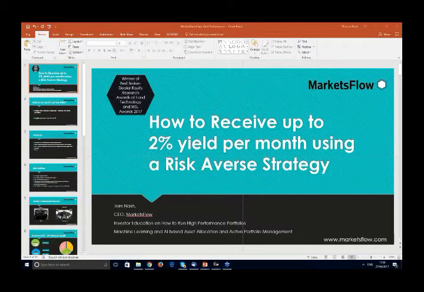I am the CEO of MarketsFlow. We have built, in fact, one of the most advanced machine learning AI-based portfolio management tools, which does asset allocation and active portfolio management. It's primarily built for the professional investor, i.e. institutions, but we are also looking at marketing it to retail, albeit getting all the right permissions from the FCA and so on. However, one of the other things we do is run workshops in London where we talk about how to run a high-performance portfolio.